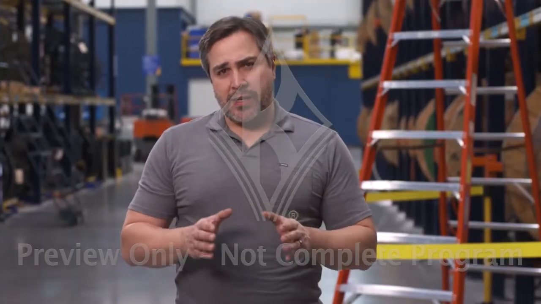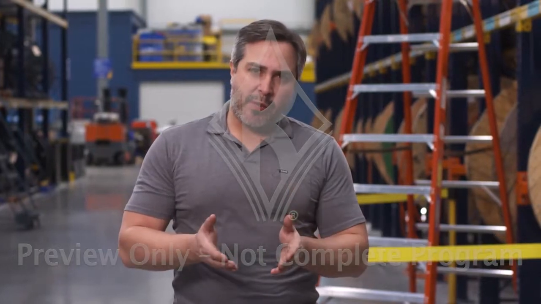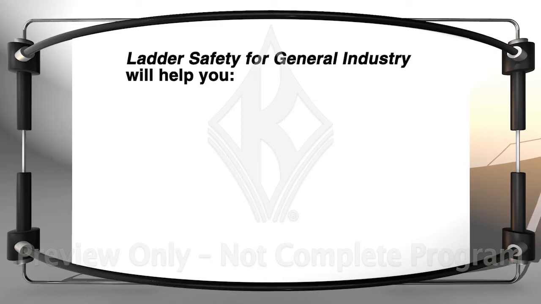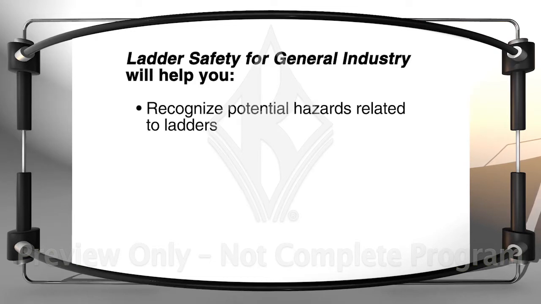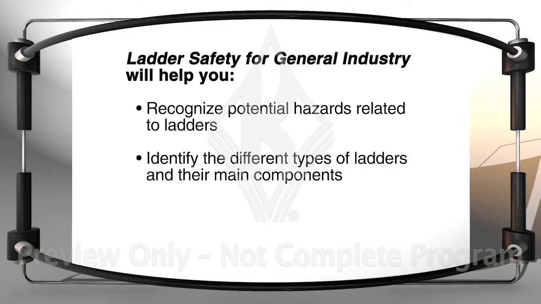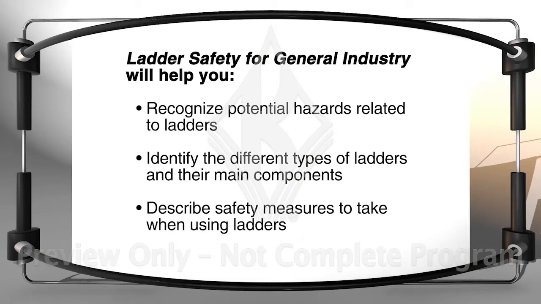To help avoid these needless and tragic incidents, OSHA regulates ladder use in all general industry workplaces under Subpart D, Walking Working Surfaces. This program is designed to help you understand OSHA's requirements for working with ladders. Specifically, it will cover the potential hazards and protective measures you can take while working with ladders to keep you safe. And after completing this program, you'll be able to recognize potential hazards related to ladders, identify the different types of ladders and their main components, and describe safety measures to take when using ladders.